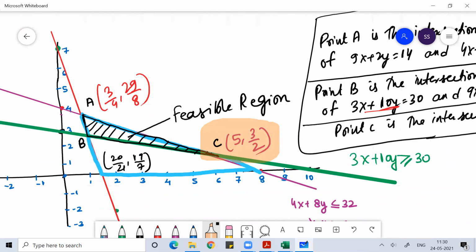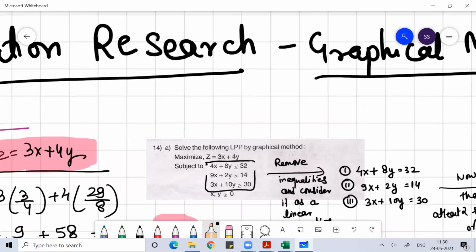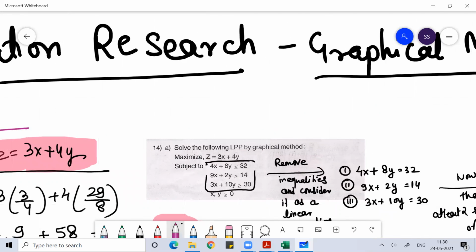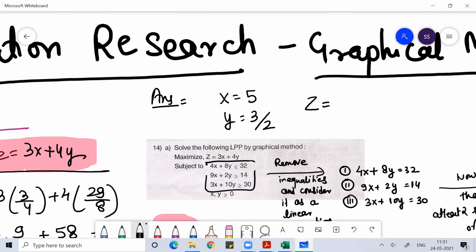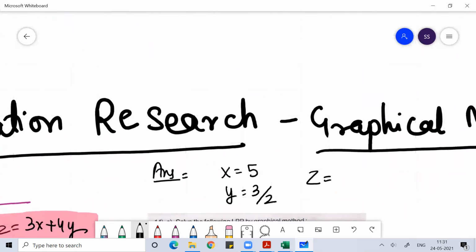Okay, so everyone, what does this mean? What is the answer for the solution? So the answer for this problem is x is equal to 5, y is equal to 3 by 2. And the Z value you're getting is 21. This is your final answer.